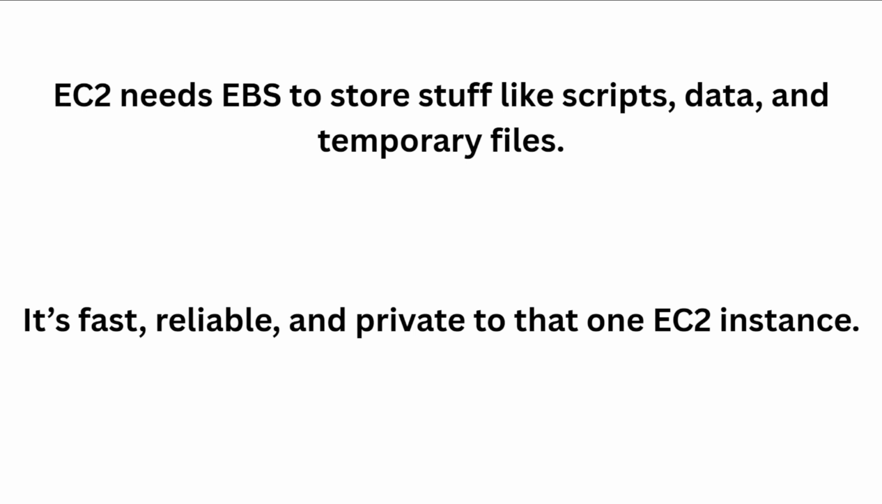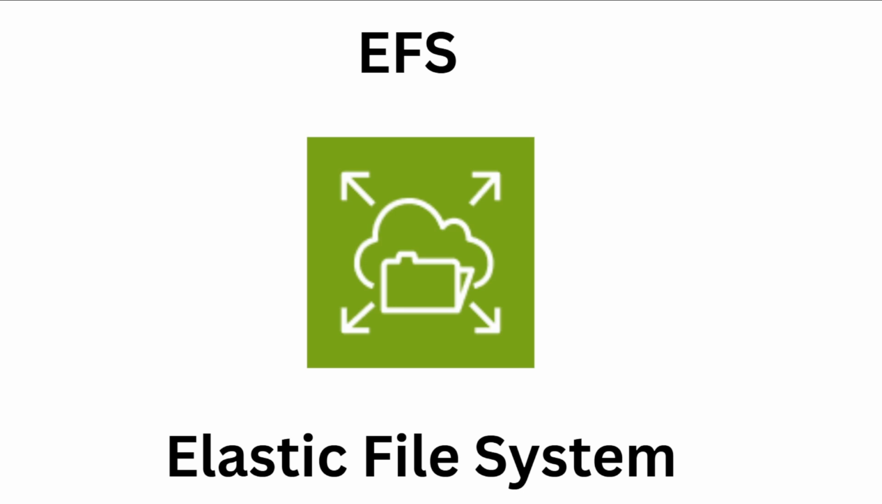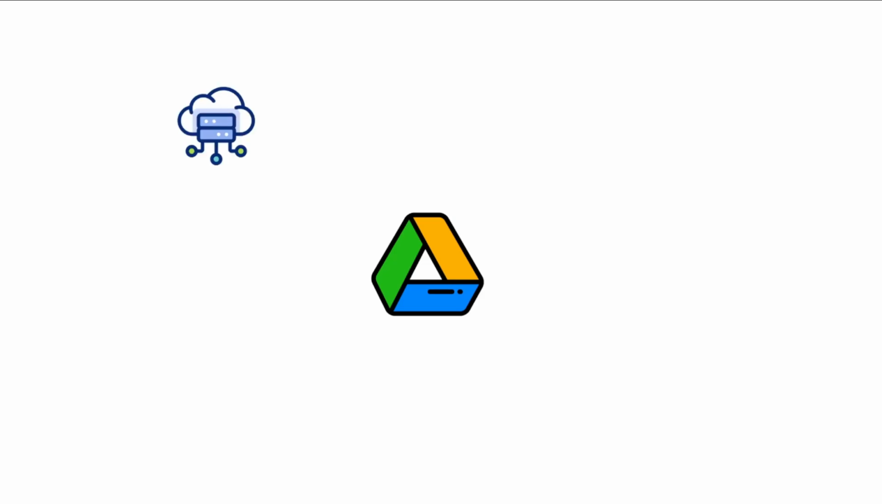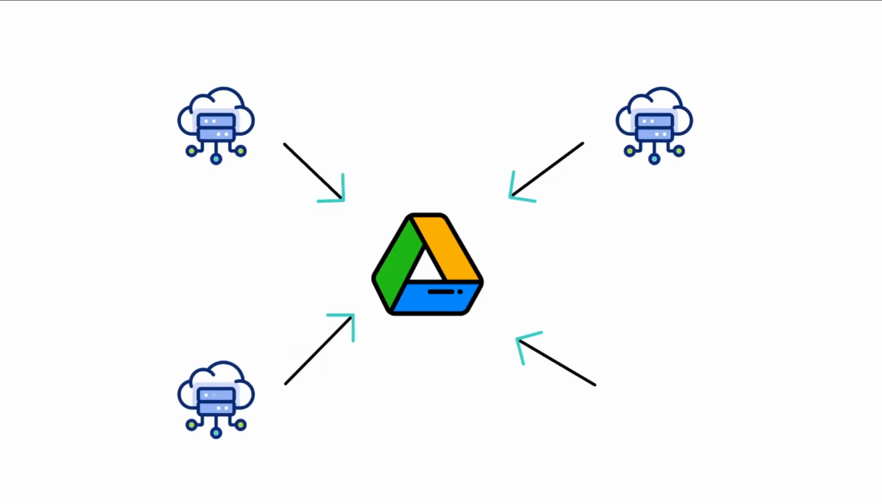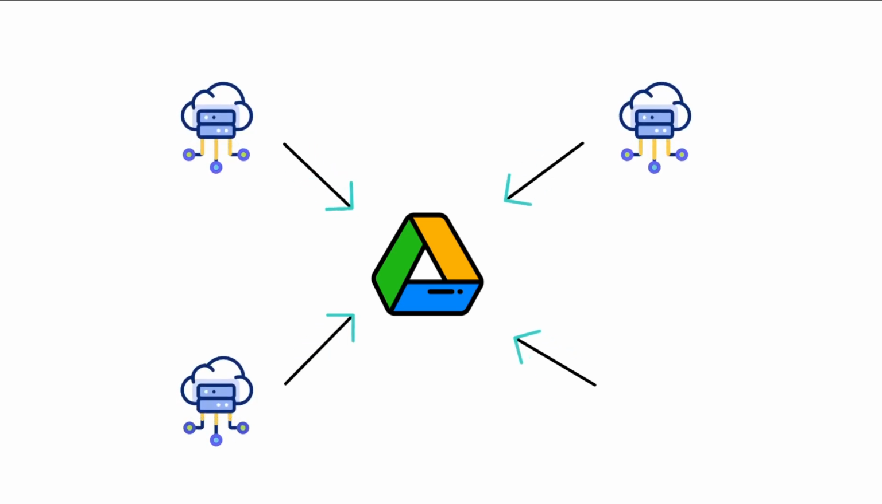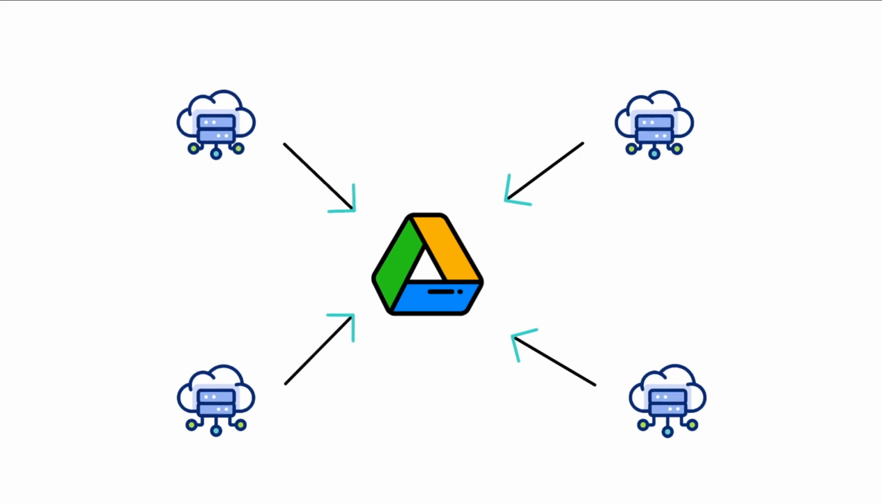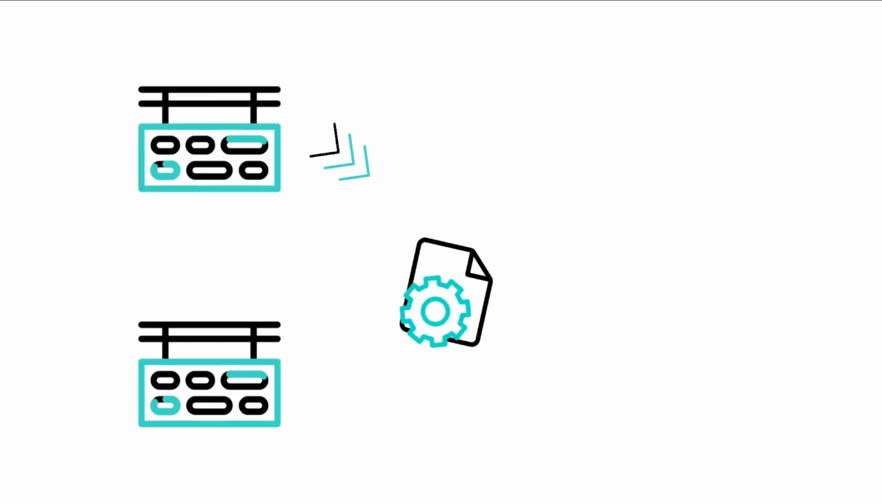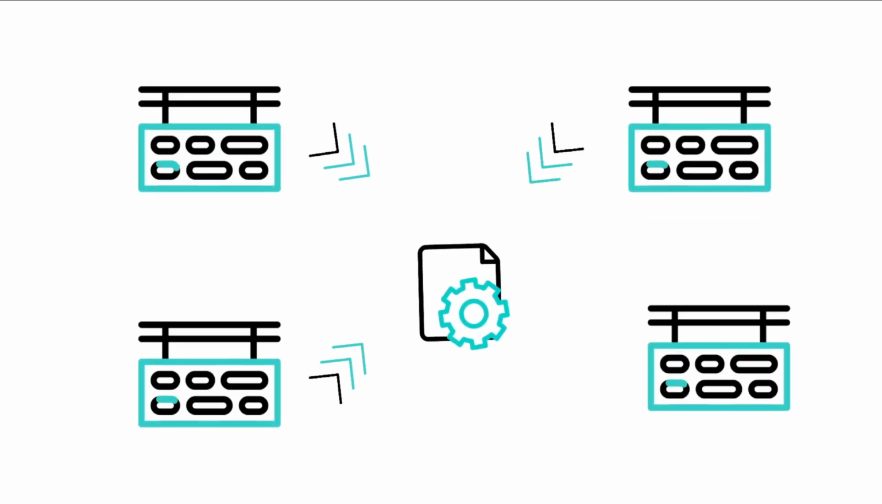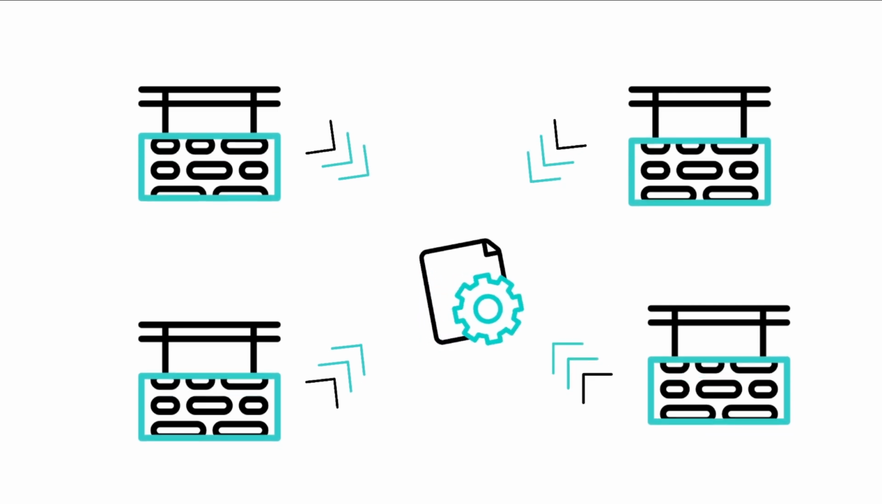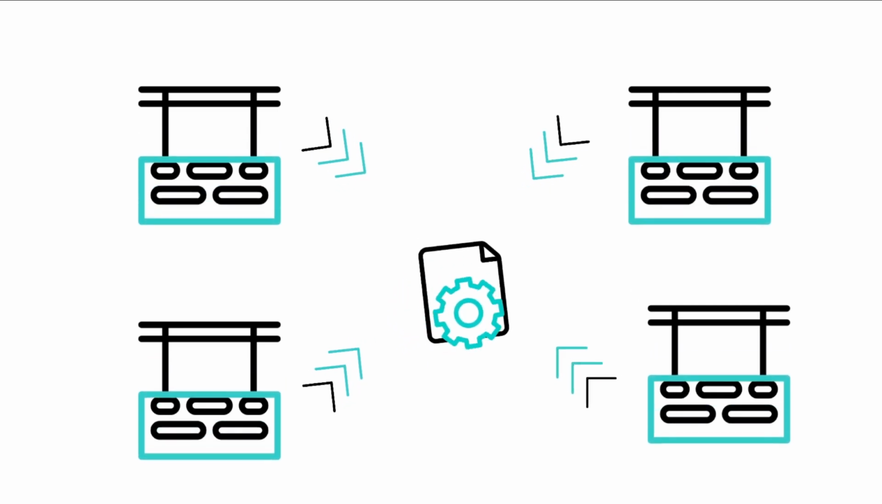Now let's come to EFS, or Elastic File System. This is like a shared Google Drive, where multiple EC2 instances or multiple servers can access it at the same time. It is super helpful when multiple training jobs or apps read and write to the same files.